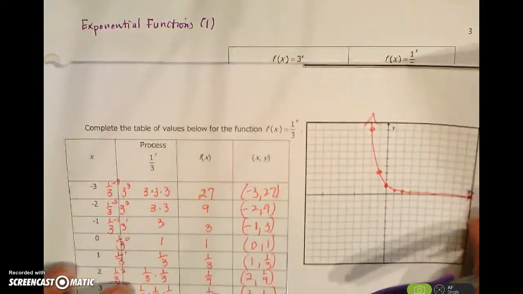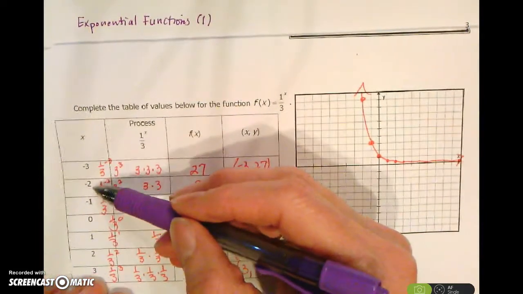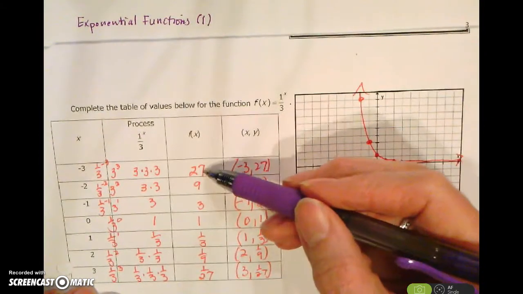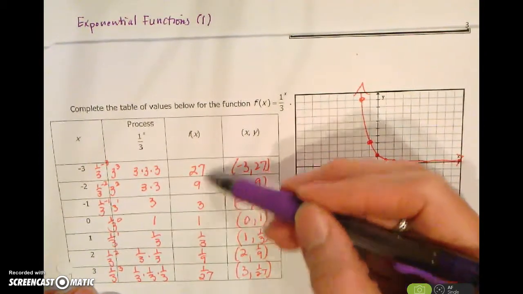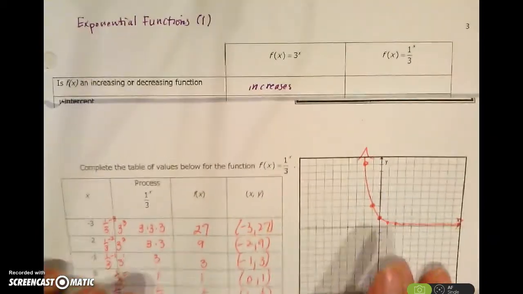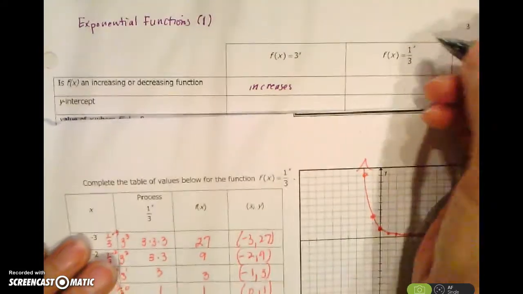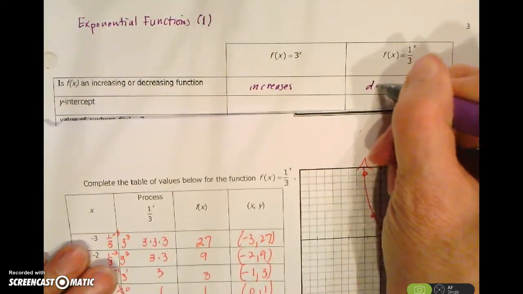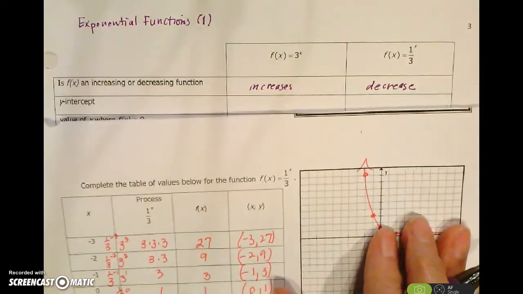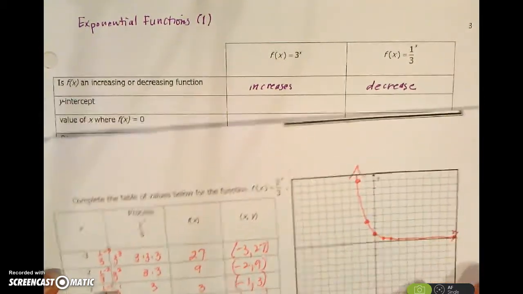For f of x equals 1/3 to the x, I'm going to switch it over to this one, and we'll take a look at this chart. And again, as the x gets bigger here, what happens with the f of x? It goes from 27 to 9 to 3, so it's getting smaller consistently down the page. So as x increases, f of x equals 1/3 raised to the x is going to decrease. So the y values go down as the x values go up. And you can see by looking at the graph, it goes down as well.